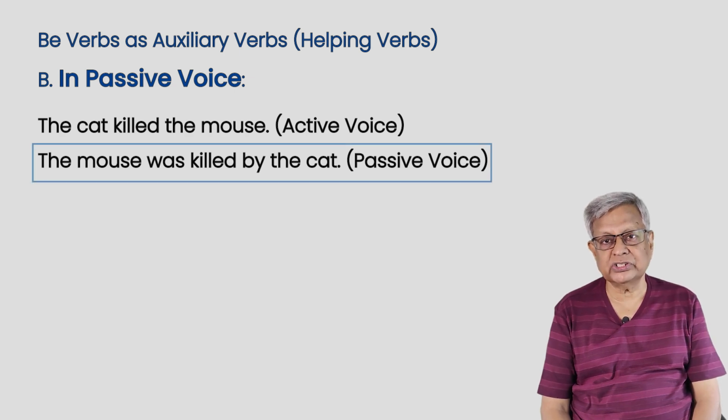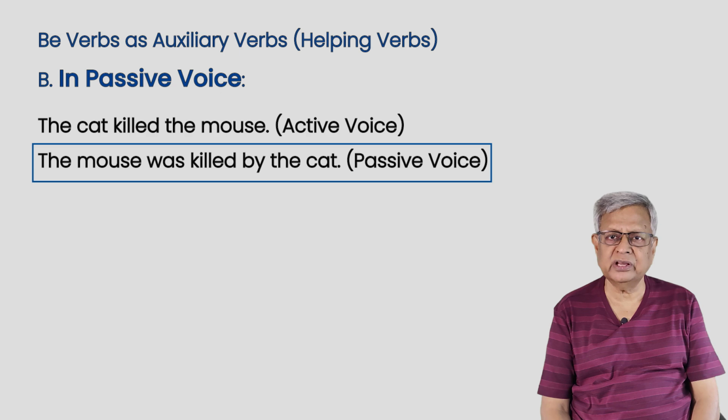Passive voice is like this. The mouse was killed by the cat. The mouse was killed by the cat, or it was killed by a human being, or it was killed by a running car or something. Who killed the mouse is not important in this sentence. The action of killing is important. That is why it's called passive voice.